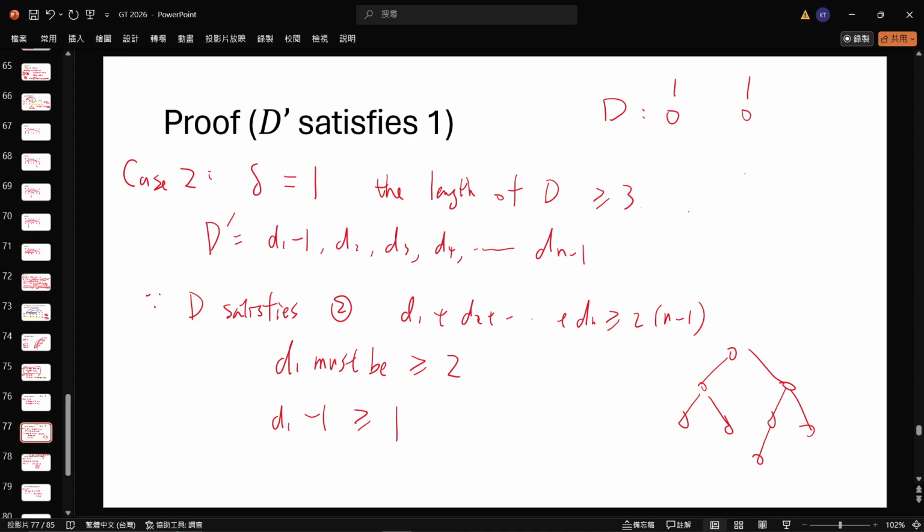So I think here the key idea is to divide a proof into two cases. Case one is when delta, the smallest degree, is large, and the second case is when the smallest degree is just 1. Okay, so once you have these two cases, figuring out the rest is easy.